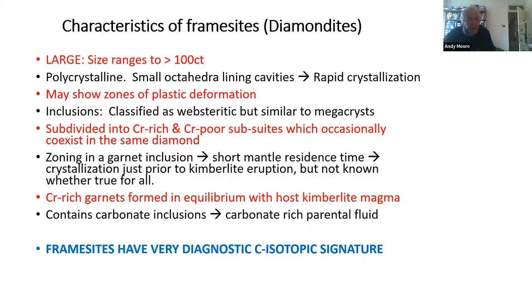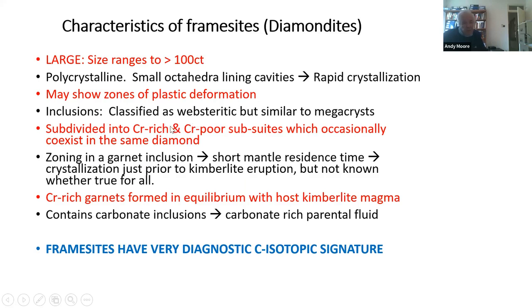and what do they tell us about diamonds in general? Now, these are some of the most important characteristics. They can be quite large. They're polycrystalline, interpreted to reflect rapid crystallization. They have inclusions which have been classified as websteritic, but there's a problem with websteritic compositions because they show a strong overlap with those of the megacryst suite. So it's long been problematic to distinguish between the websterites and the megacrysts. We'll talk about that shortly.